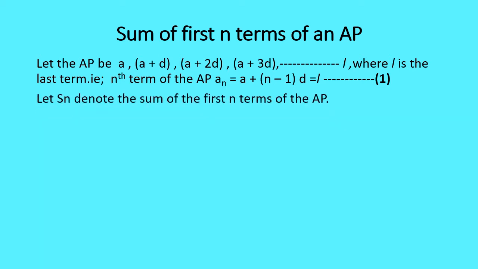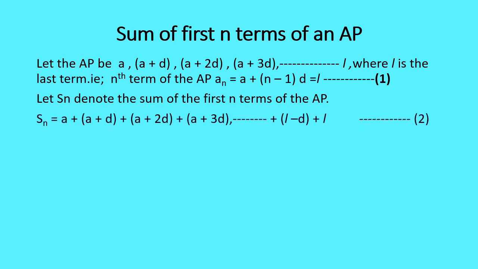Let Sn or S denote the sum of the first n terms of the AP. So you can write it as Sn equal to, adding up all the terms, a plus d, a plus 2d, etc. plus l minus d plus l. You number this as equation number 2.